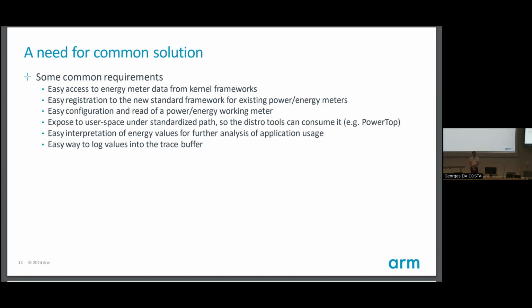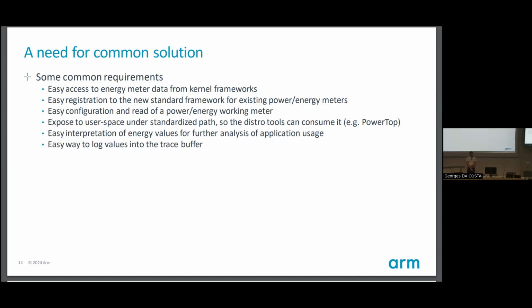So easy configuration for this meter. Ideally it can work from the beginning. I remember those times when the thermal framework had some issues because of the boot time registration and all this hassle, so I hope this configuration and registration could be solved as well. And ideally we could expose this to user space when we comply with the security concerns, so other distro tools can use it, something like PowerTop.